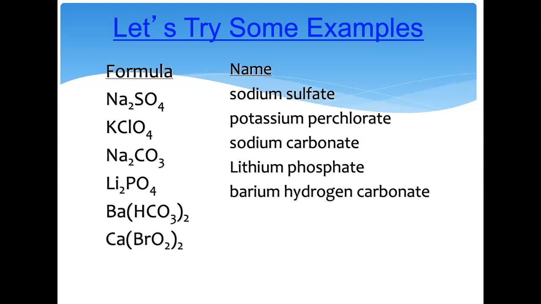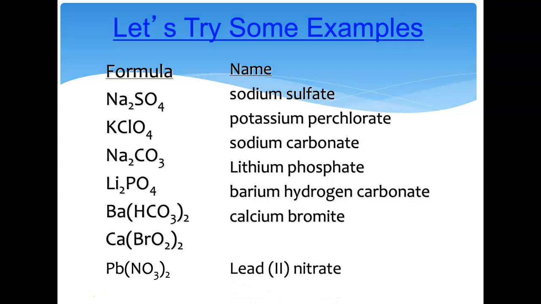How about this one? If you're thinking calcium bromide, you are exactly correct. Here's another one. Notice this transition metal here. Nitrate is NO3 with a -1 charge. So that means that this subscript of 2 by nitrate came originally from lead. So this lead must be a 2+. It's a transition metal, so we need to tell everybody its charge. So if you're thinking lead 2 nitrate, you are right.